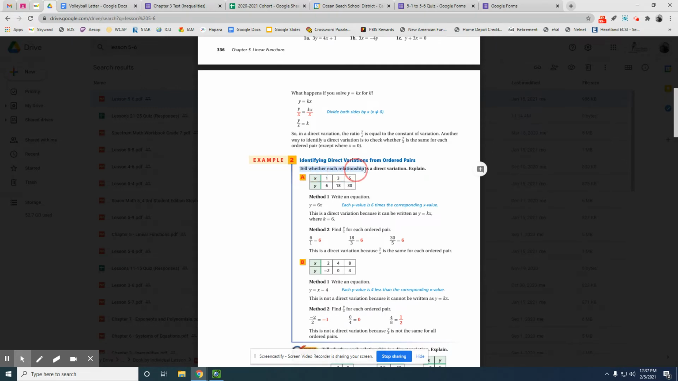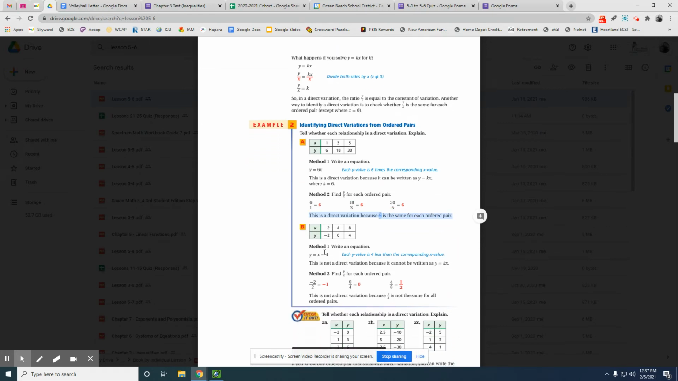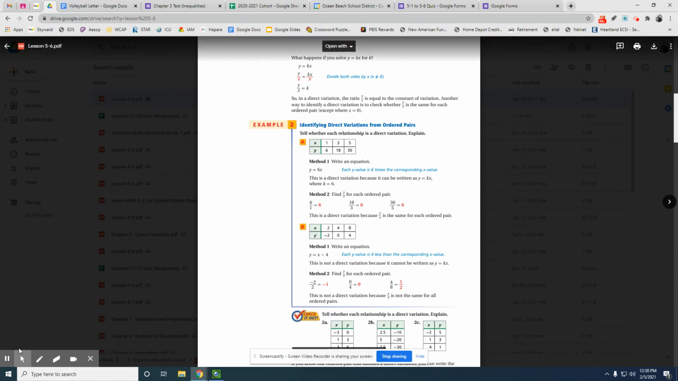It says, tell whether each relationship is a direct variation. Well, we just learned that k equals y divided by x. So if we take our y and divide it by our x, we want to see if it's constant. This first one is 6 divided by 1, which is 6. 18 divided by 3, also 6. So this is a direct variation because y divided by x is the same. Same thing here. Negative 2 divided by 2, negative 1. 0 divided by 4. This one is not an example of direct variation. That would be example 2.